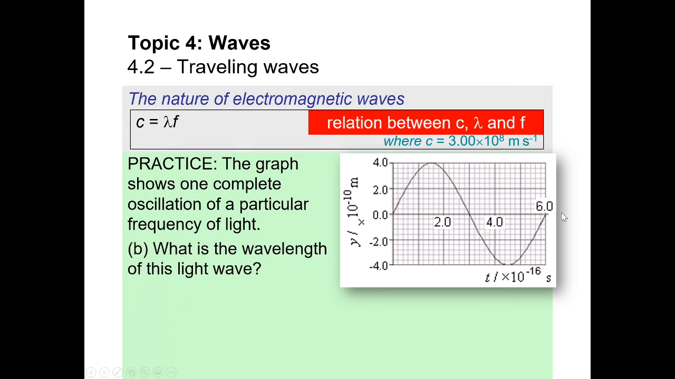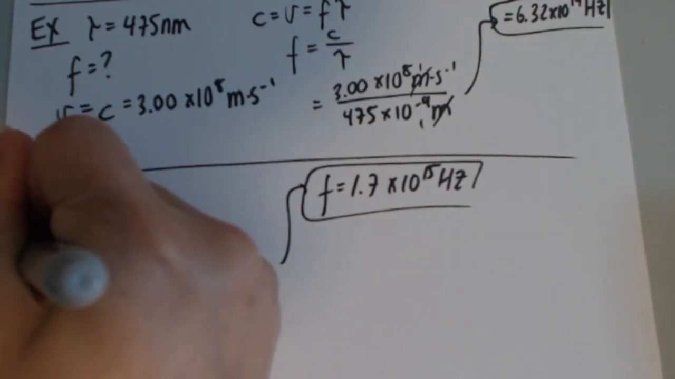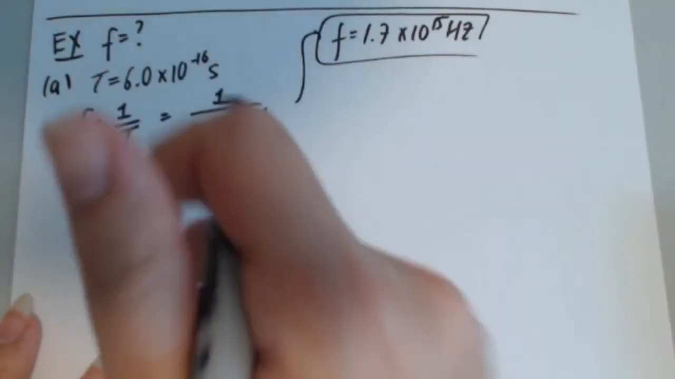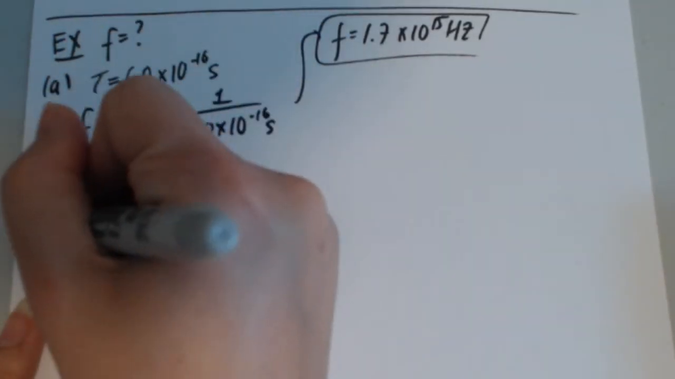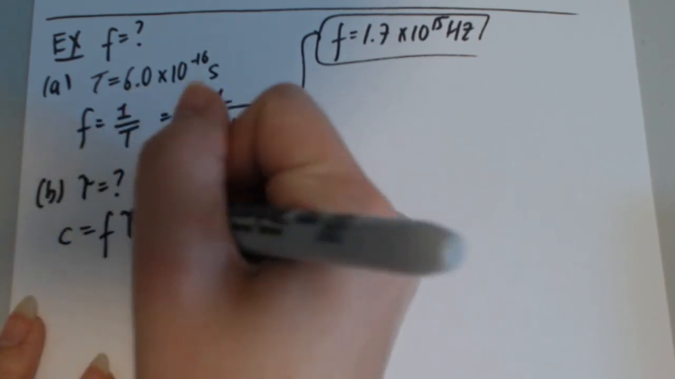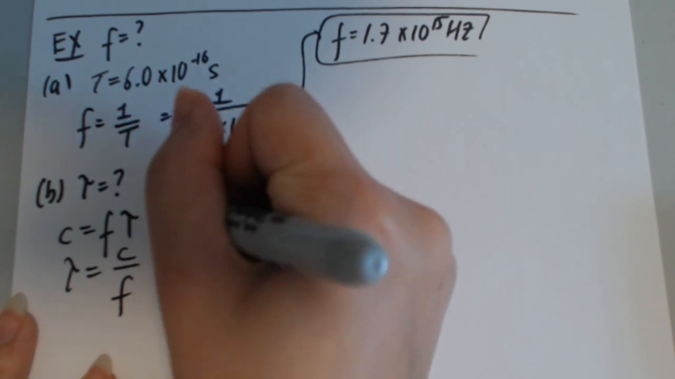Part B, what is the wavelength of this light wave? Well, if we want to know the wavelength, we know c, the speed of light, and we just found the frequency. So that's not going to be too difficult. So let's go to our page. So this was Part A. Part B, wavelength is question mark, c is equal to f lambda. So lambda is c over f.